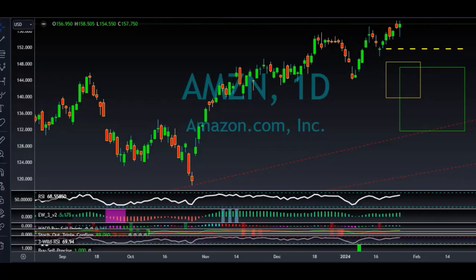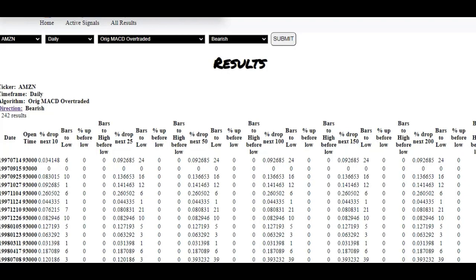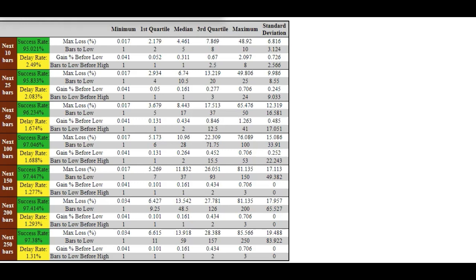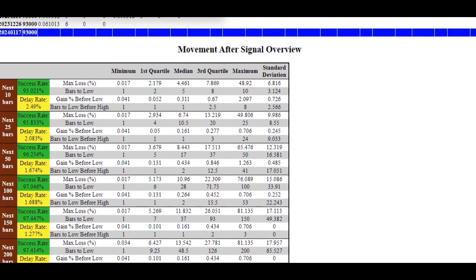Tonight's signal is my MACD over traded algorithm. The current signal is on the daily chart and bearish in this instance. There are 242 previously studied occurrences. Here is our signal overview table. The signal has a 95% success rate over the next 10 and 25 trading days.